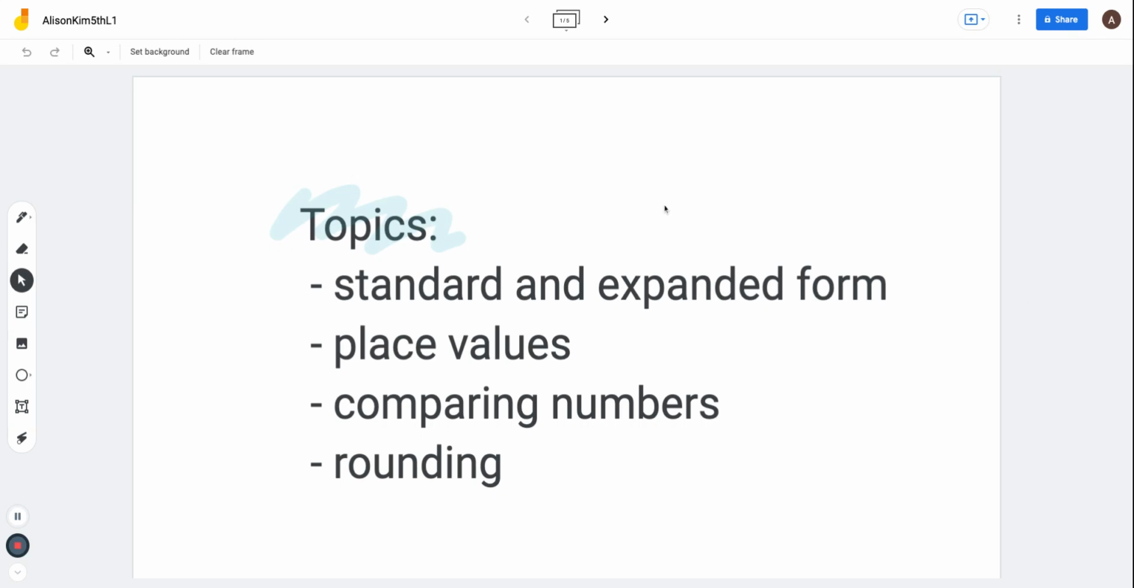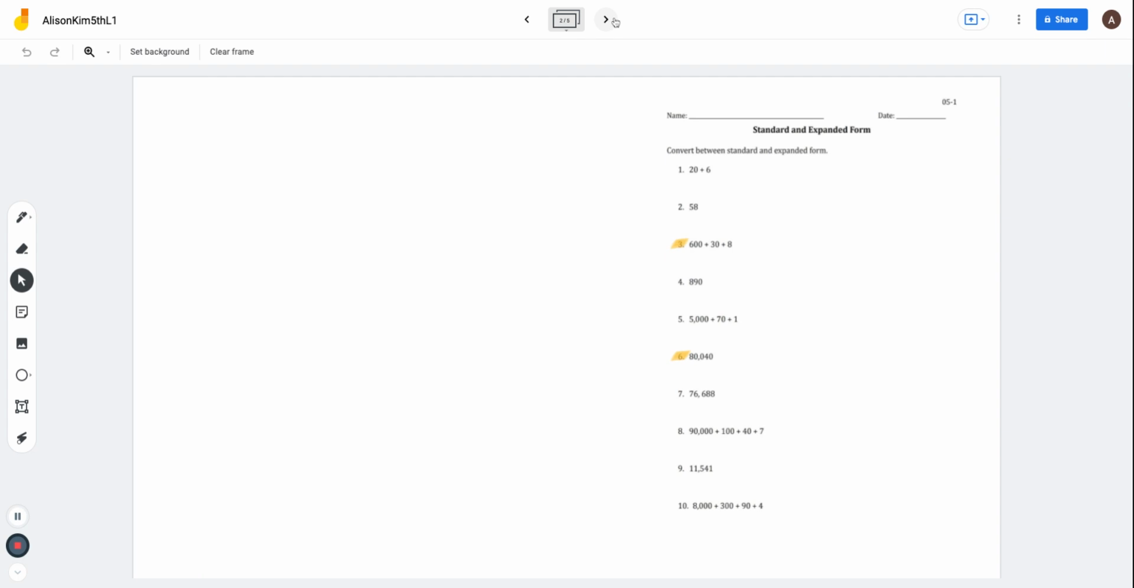Hi, fifth graders. Today's topics are going to be standard and expanded form, place values, comparing numbers, and rounding. So we're going to get started with standard and expanded form.